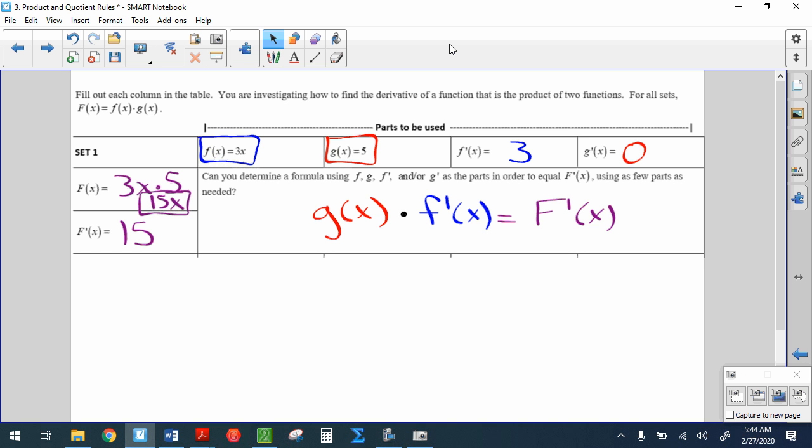So in set 2, if you try set 2, you're going to notice that this rule we just came up with isn't complete. It doesn't work all the way. It just works for this example. So there are 2 other parts I didn't use. I didn't use f of x, and I didn't use g prime of x. What do I need to do to add to my rule? So if you've watched this and got to this point, go ahead and pause and try to complete set 2.